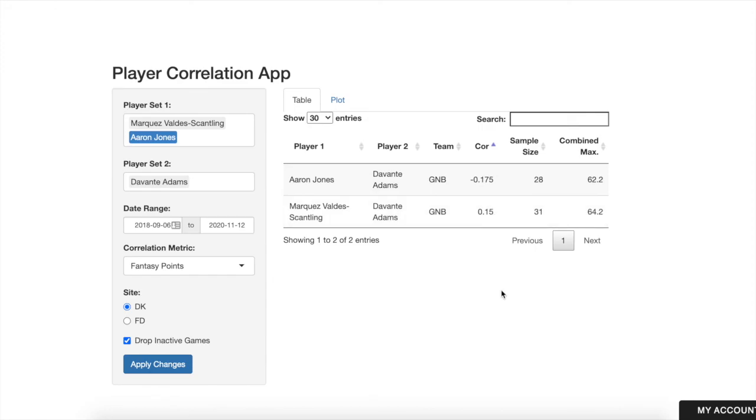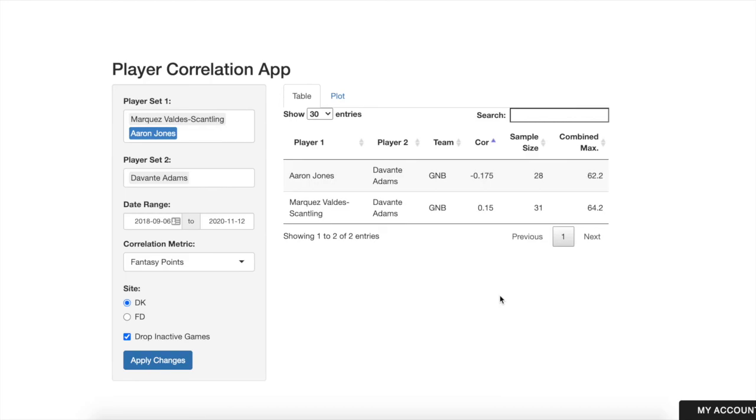So I hope all that makes sense. And if you guys have any questions about how to use the application, or more generally how correlation can be leveraged or used for lineup construction, I'd be happy to try to answer those questions via Twitter or an email.